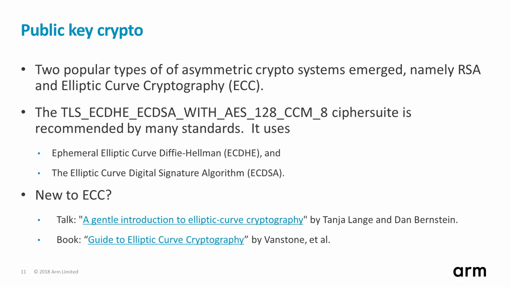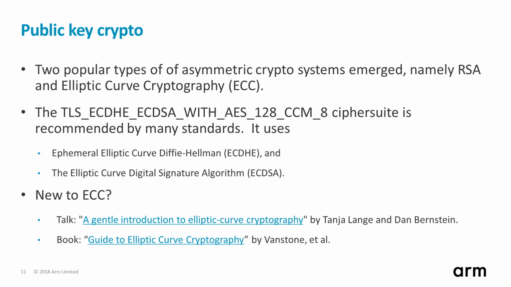Two popular public key crypto systems emerged over time, namely RSA and elliptic curve cryptography. We focus on elliptic curve cryptography, or ECC, since it is the preferred crypto system for IoT devices due to the smaller key size. As a reminder, I will show the key length slide from last time.